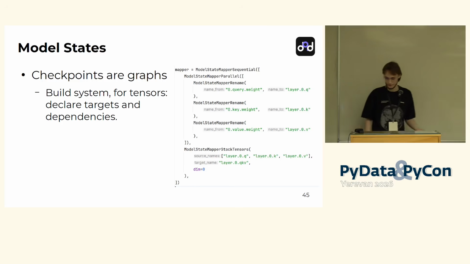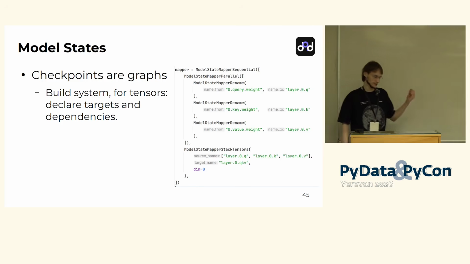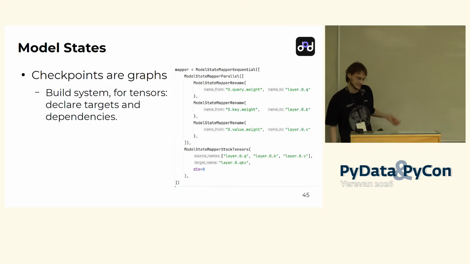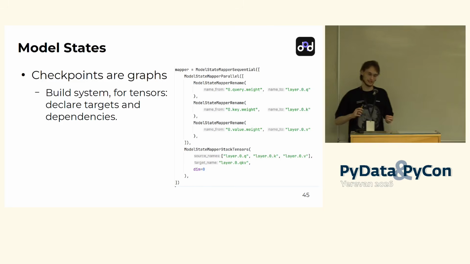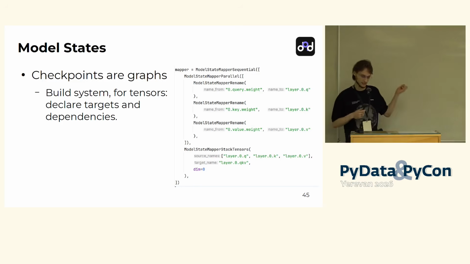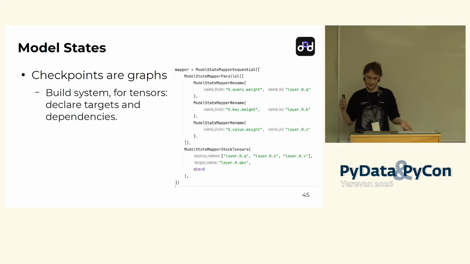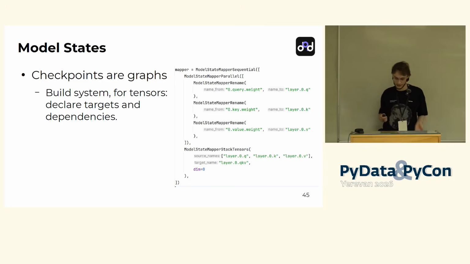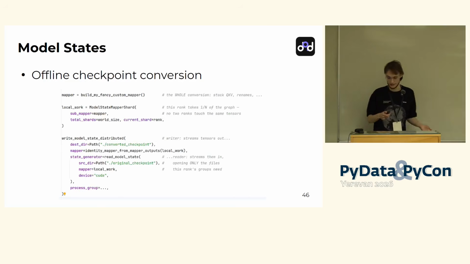To solve this problem, we made the whole checkpoint processing system a graph processing system. So checkpoints in d9d are graphs. You can create a graph mapper for it, stating what nodes it should accept and process, and what nodes it should output. You can use mappers that rename model state keys, or that merge states. There's an example of one that converts separate query, key, and value projections in an attention layer into a single one. So we made a build system for tensors. You declare targets and dependencies, and it works.